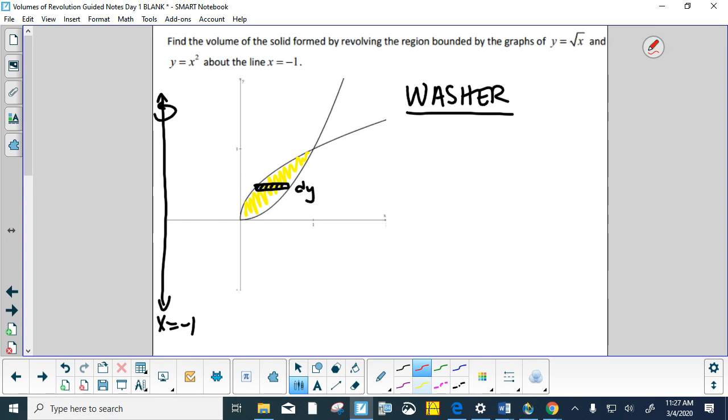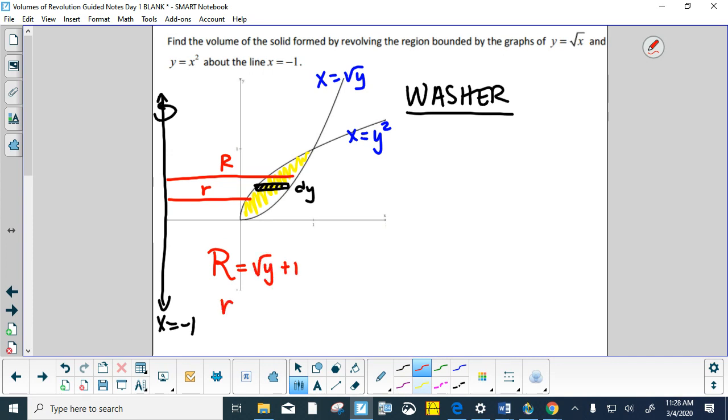So what's big R in this case? I'm speeding up. I'm sorry, but we're running out of time. This is big R, and this would be little r. So what is big R functionally? Well, remember we said that this was x equals root y, and this was x equals y squared. So big R is root y, yes. And little r is y squared plus 1, which should look very familiar.